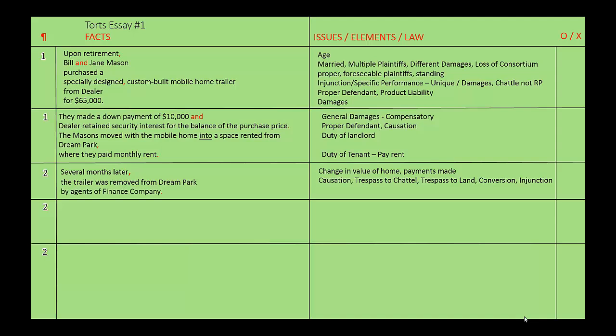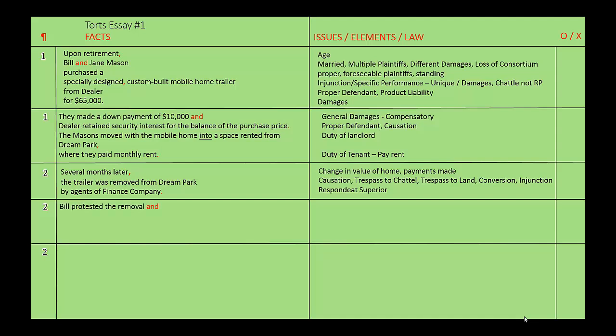By agents of finance company. Okay. Alarms are going off. Respondeat superior or vicarious liability. So you can see in the second paragraph, the first sentence, we have three potentially large separate areas of torts to discuss.